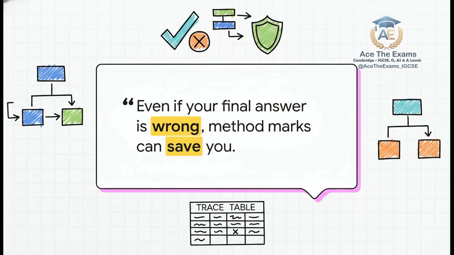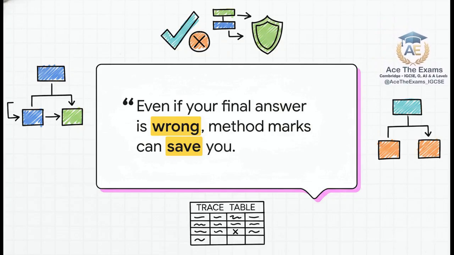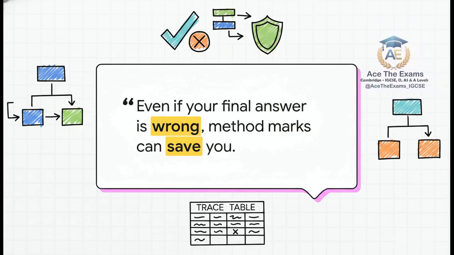Sam just slaps down a final answer. But if your final output in a complex data verification trace table is slightly off because of a tiny math error under pressure, but you explicitly showed the logical steps of your double entry check or your parity byte calculation, those method marks can and absolutely will save your overall grade.